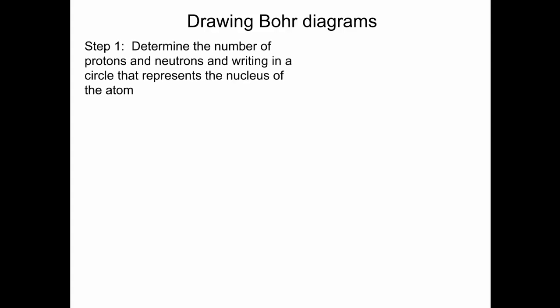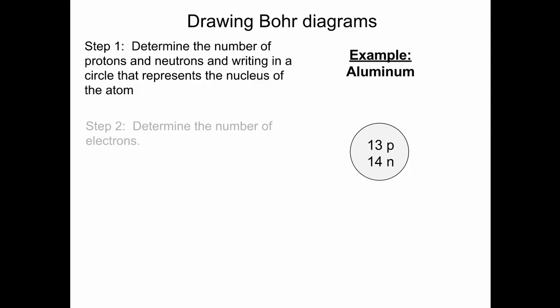So how do we draw a Bohr diagram? Our first step is to determine the number of protons and neutrons. And we're going to write that in the circle that represents the nucleus of the atom. For example, if we're using aluminum, we draw a circle. If we look at our periodic table, aluminum has 13 protons and 14 neutrons. Okay, so we're going to write that 13p, 14n in the center of the circle.